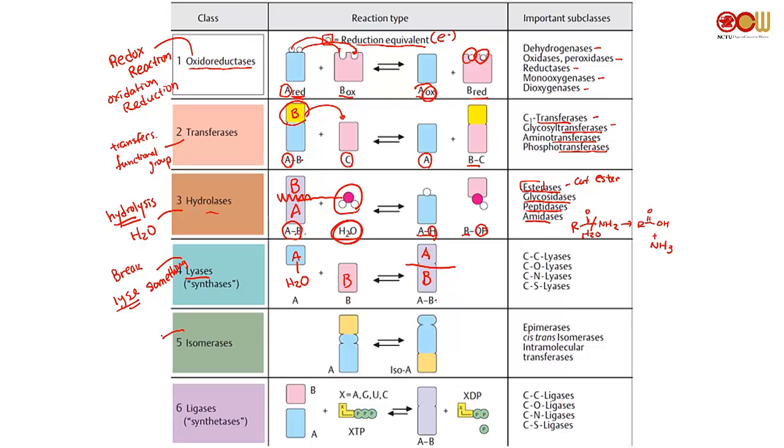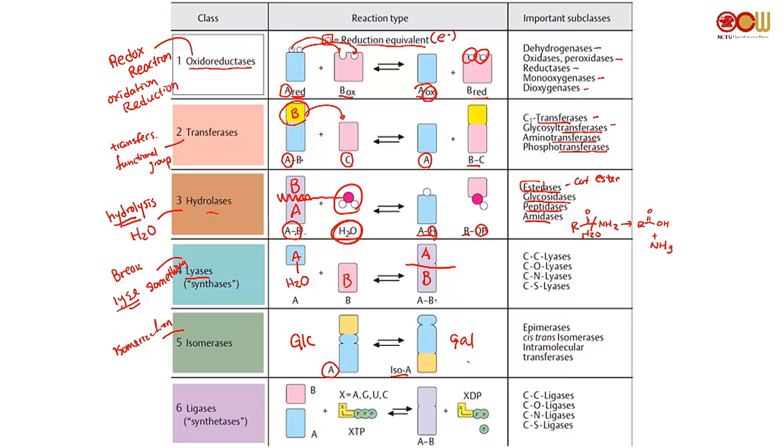Next, we have isomerase. So isomerase is very easy. It does isomerization. So simply, you have A, and then you do isomerization. You have an isomer of A. For example, glucose becomes galactose. That's an isomerase, right? It's just making isomerization. Or you go from ketose to aldose.